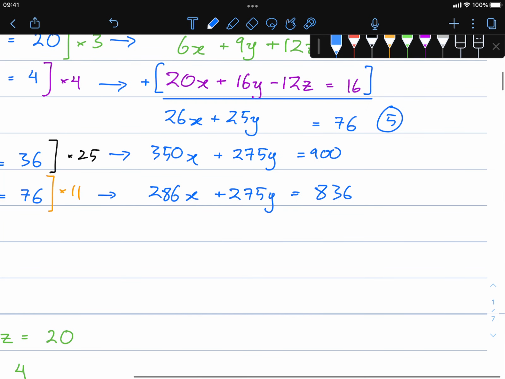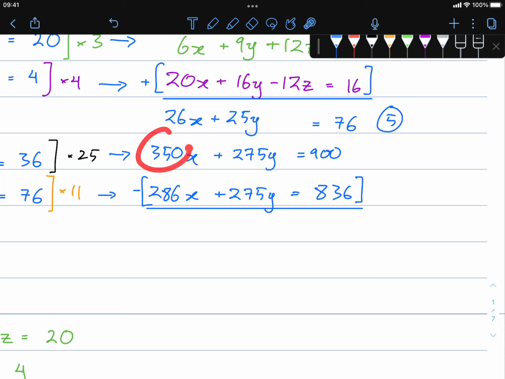And then from here, we eliminate y. In this case, I'm going to subtract. 350 take away 286 is 64x. These two are eliminated. 900 minus 836 is 64. That's nice and easy. x equals 1.